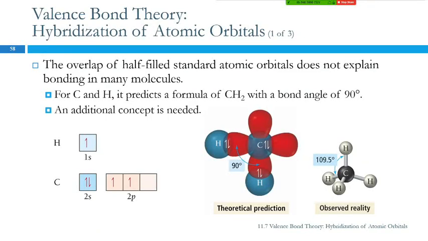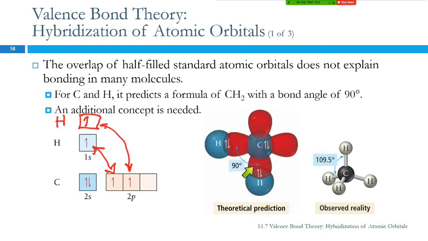Okay, so let's look at carbon and hydrogen. So here we have carbon. Carbon has 4 valence electrons, and so they'll be arranged like this, and here's hydrogen. And so we can imagine one hydrogen atom overlapping with one of those. There's another hydrogen atom that's going to overlap with this one. And so we can envision something like this.